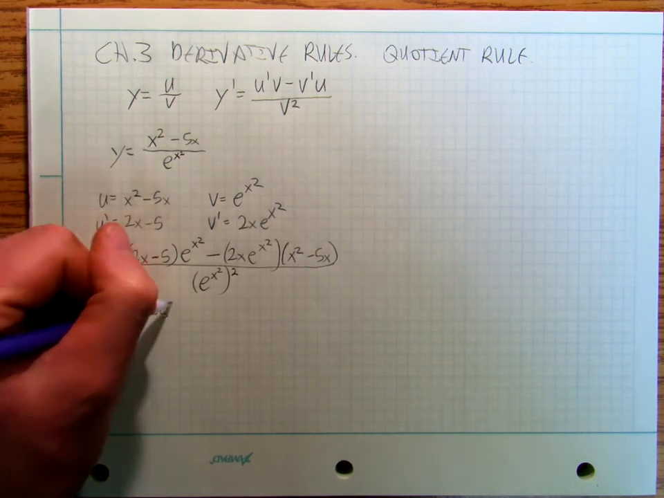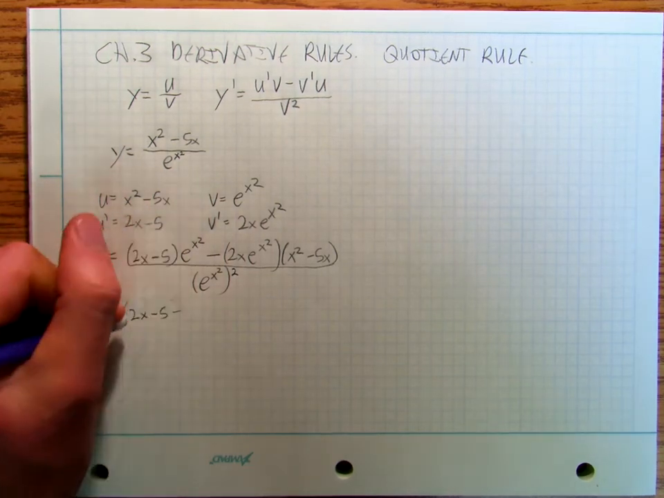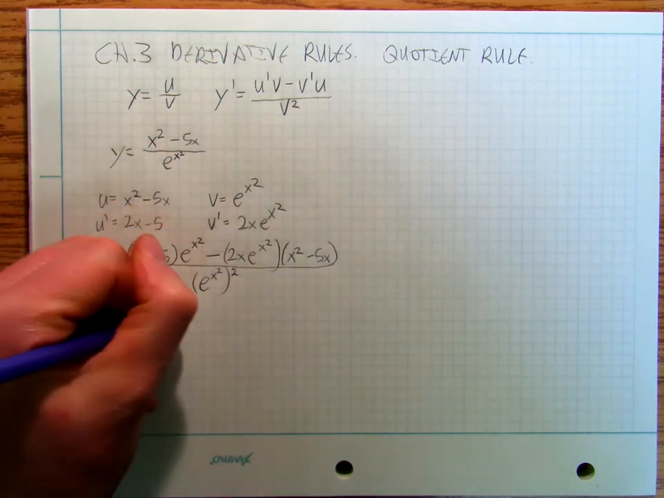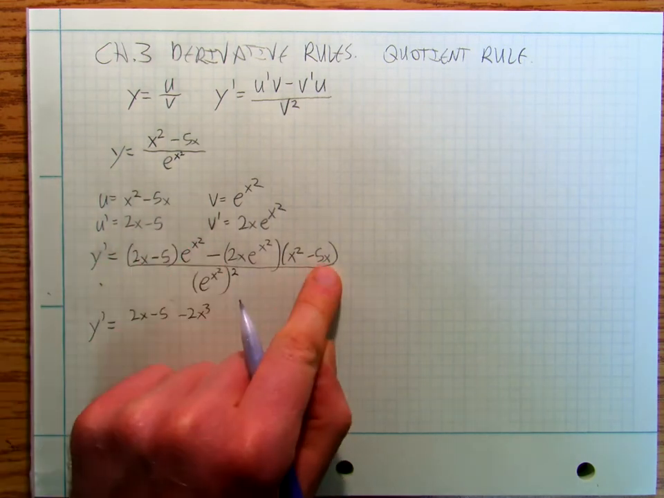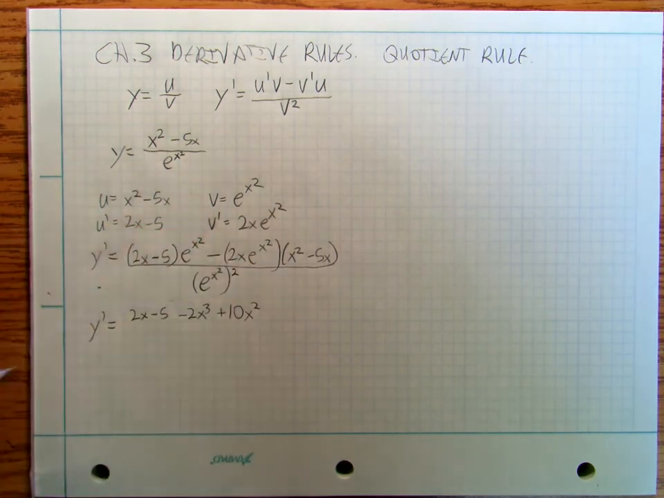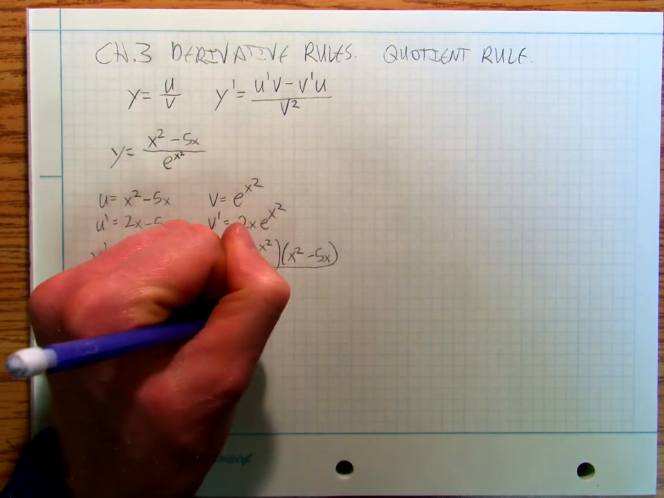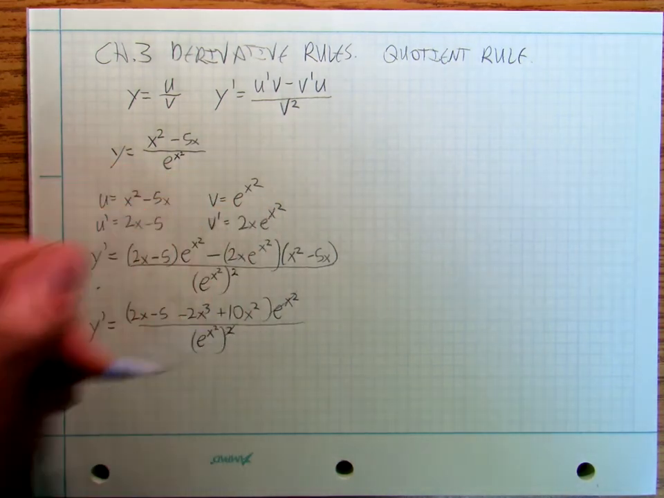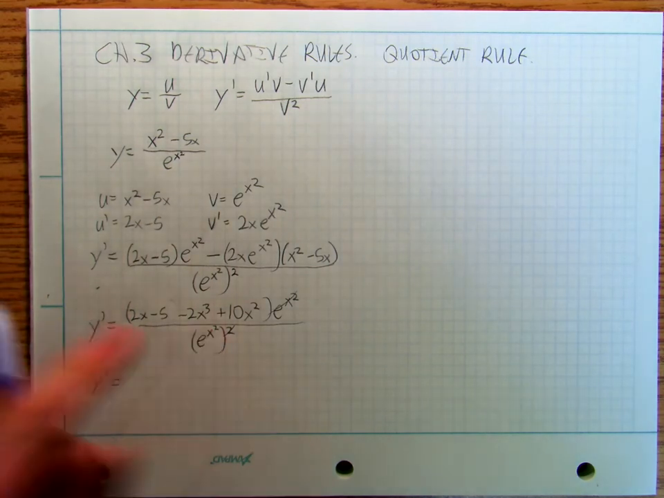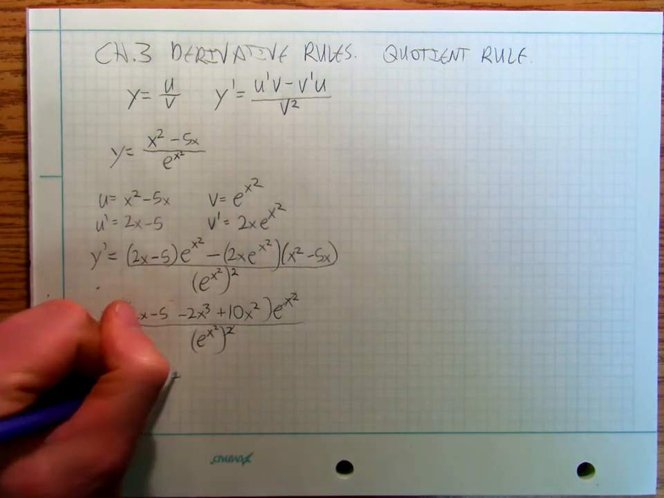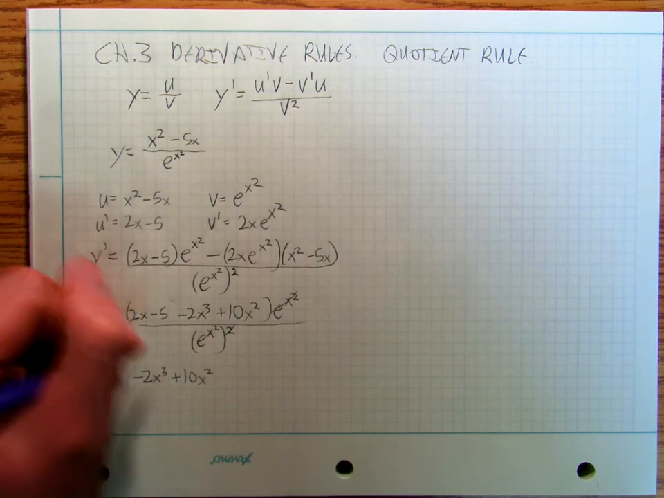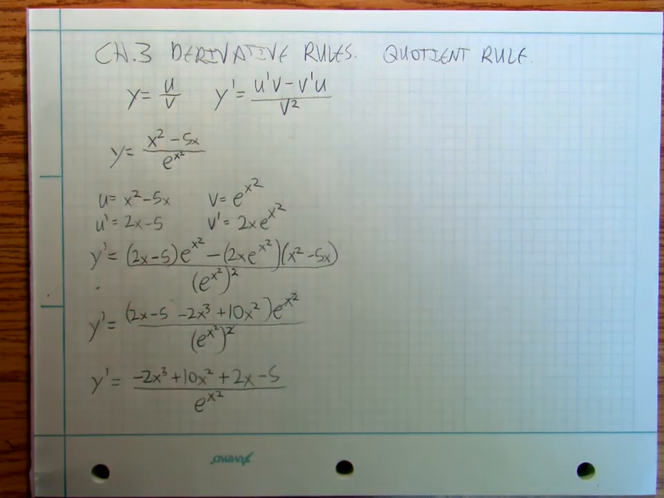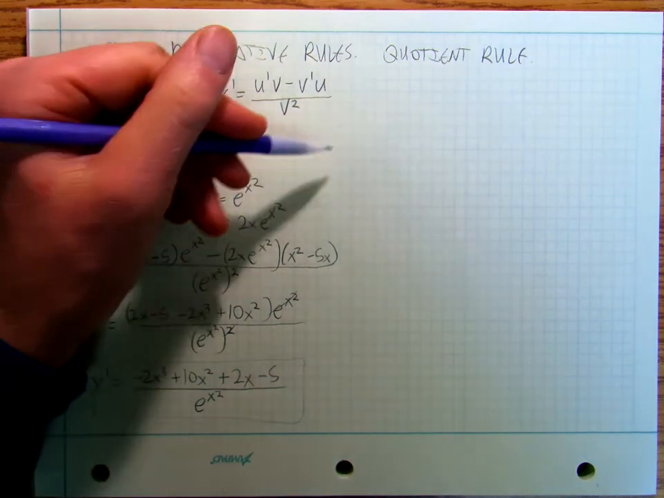2x minus 5. I don't want any parentheses. 2x minus 5 minus 2x times x squared means minus 2x cubed. Minus 2x times minus 5x gives me plus 10x squared. And then that's going to be an e to the x squared over e to the x squared squared. That's going to cancel that. And I'm going to get y prime equals minus 2x cubed plus 10x squared plus 2x minus 5 all over e to the x squared. Okay, there's my answer.